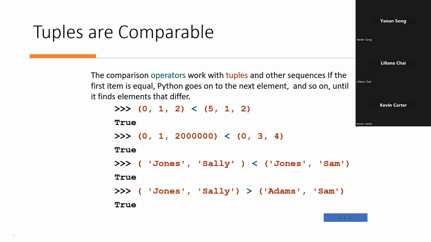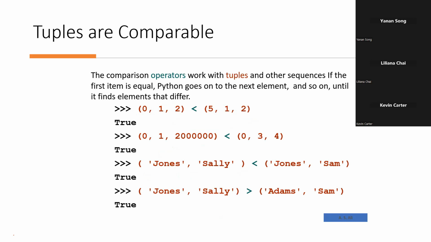Another thing is comparison. You may want to compare tuples. Okay. For example, here you want to say, okay, (0, 1, 2), is this less than (5, 1, 2)?